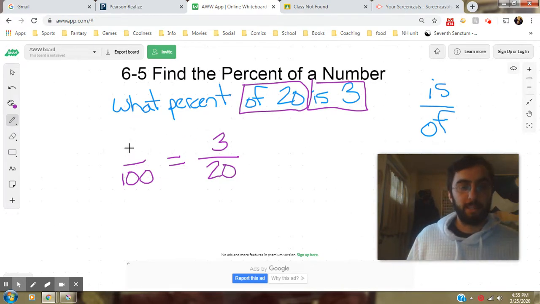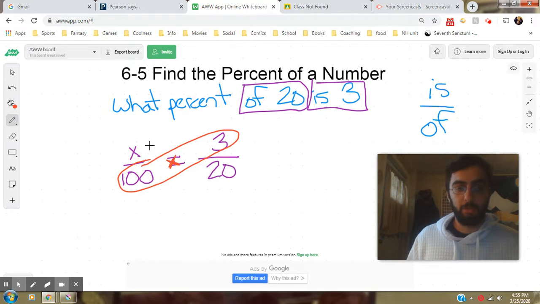So the process is still the same. Now we just don't know this variable over here. That's what we're looking for. So we're going to do the same thing. We're going to cross multiply. So 100 times 3, and it doesn't really matter the order you do the cross multiplying as long as you set them equal to each other. So 100 times 3 is 300.